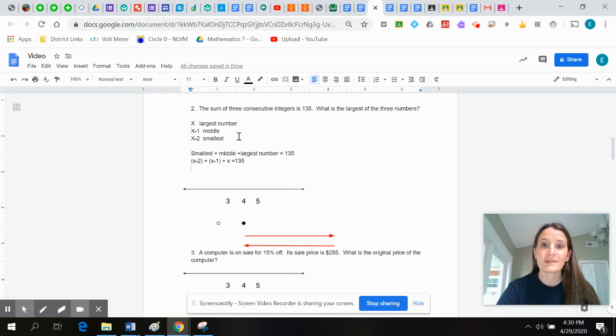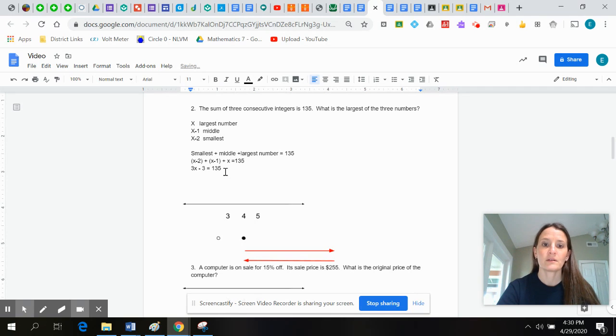So I see 3 x's, so that would be 3x minus 3 equals 135. Well, where did I get minus 3 from? If you look here, I've got a minus 2 and a minus 1. Negative 2 and negative 1 is minus 3. All right, so what number minus 3 is 135? Well, that has to be 138.